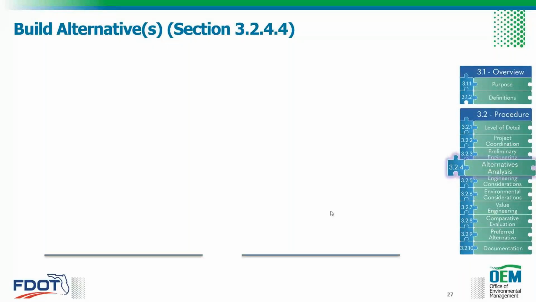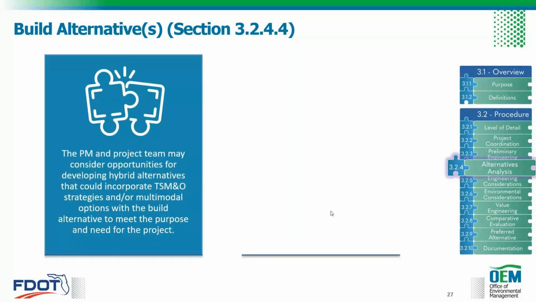Continuing to talk about the build alternatives, the PM and the project team may consider opportunities for developing hybrid alternatives that could incorporate TSMNO strategies and/or multimodal options with the build alternative to meet the purpose and need for the project. So that's really cool, because if you've already done your multimodal alternative analysis and your TSMNO analysis, if those alternatives don't meet the purpose and need for the project, you can still incorporate some of those strategies and features into the build alternative to make them more efficient and fit your project. So that analysis is not wasted, even if they are not carried forward as a viable alternative.